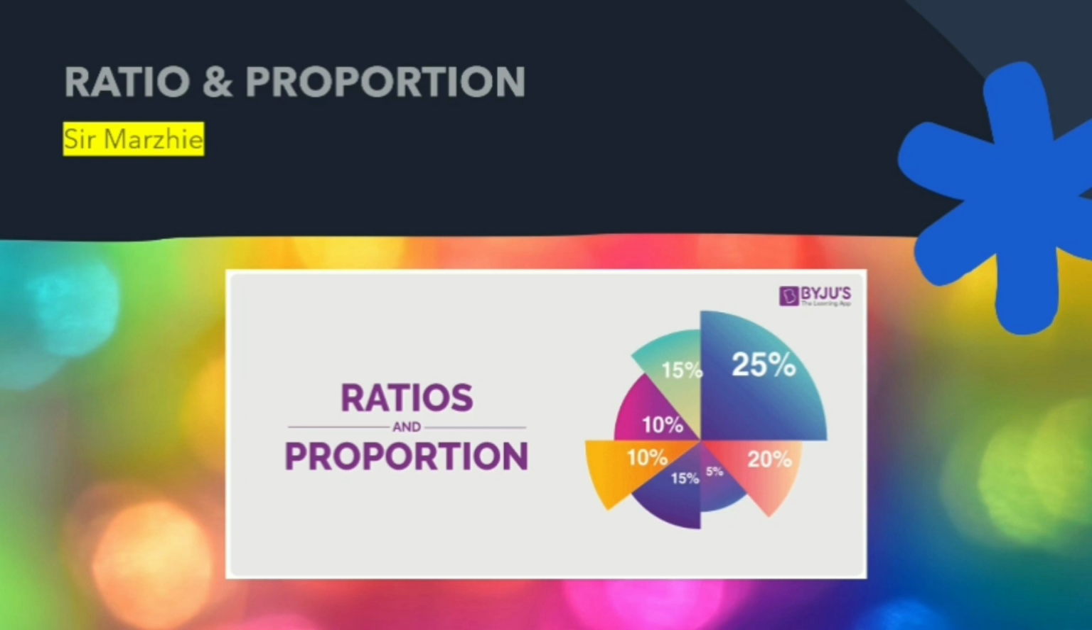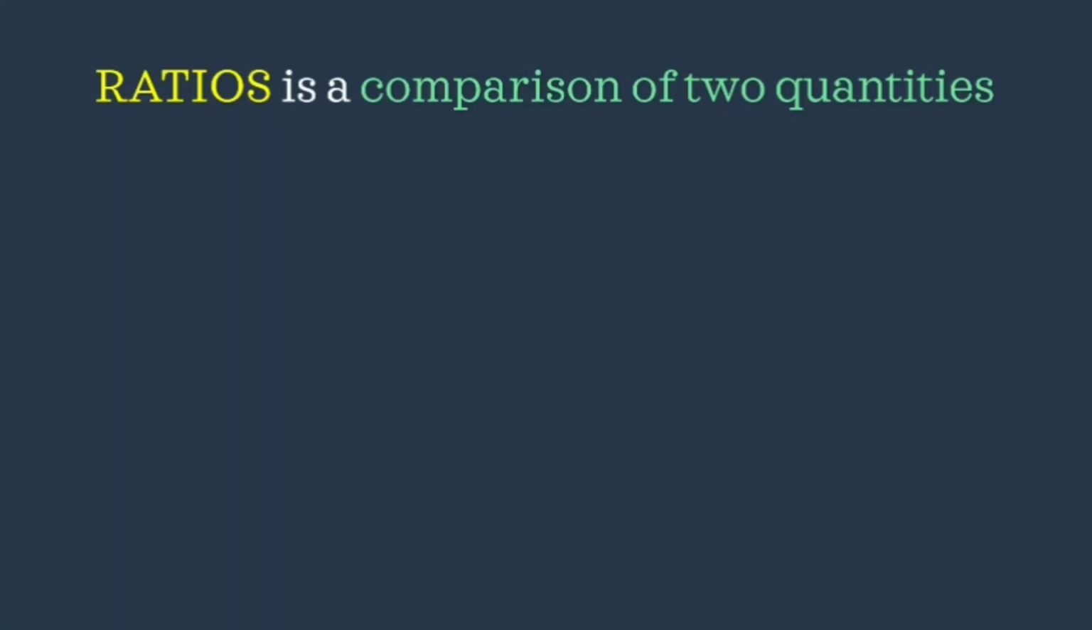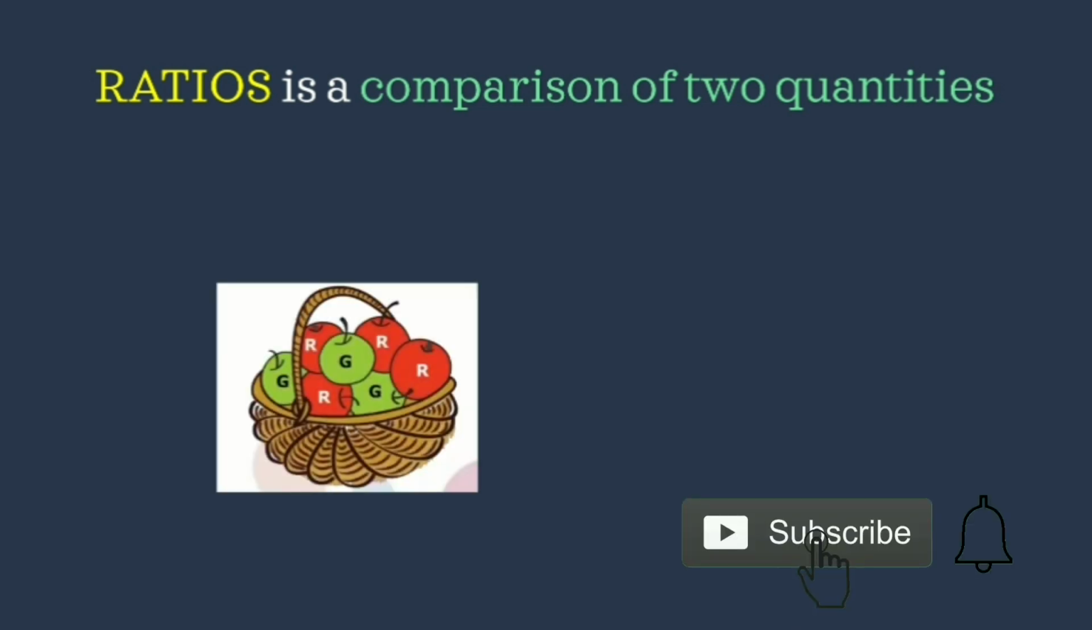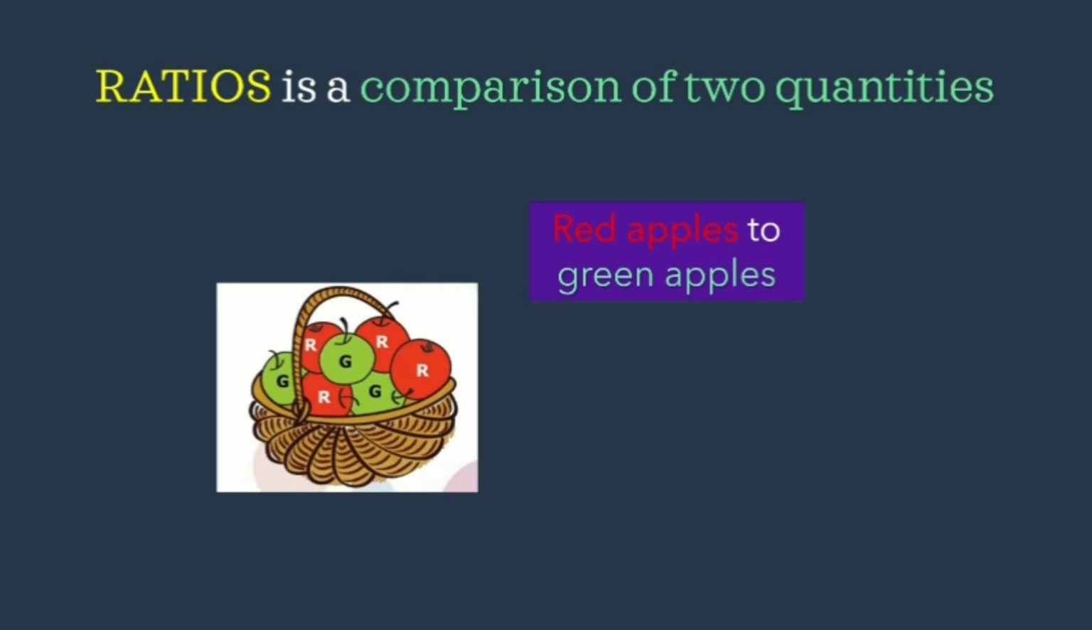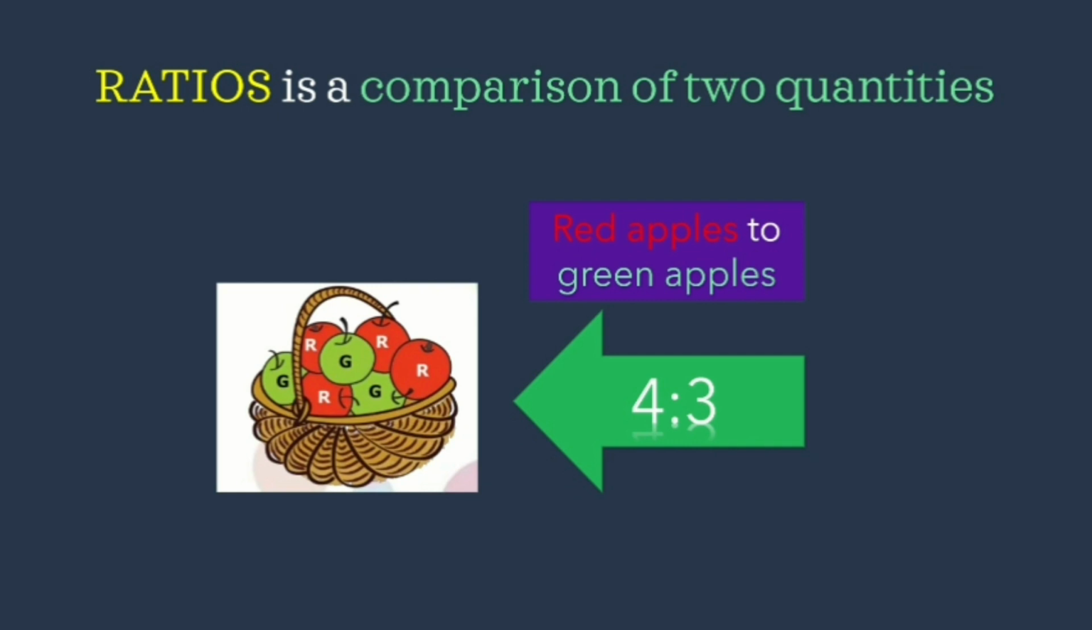My name is Sir Marcy, and for today's video, I am going to discuss ratio and proportion. When we talk of ratios, it is a comparison of two quantities. Suppose I have here a basket of red and green apples. What is the ratio of red apples to green apples? The answer is 4:3. We have 4 red apples to 3 green apples.